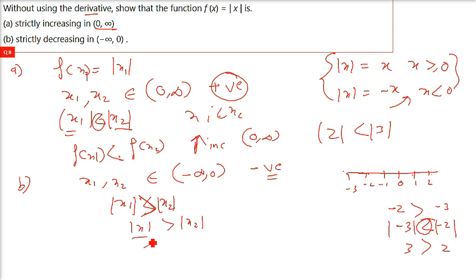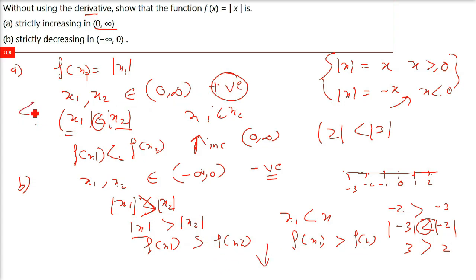Alright. This is f(x1). What is this? This is f(x2). So it has become greater. So x1 less than x2 implies f(x1) greater than f(x2). That means this function is strictly decreasing. Right? For less than, if one value is less than the other, and it gives you the function value also less than, it is increasing, or otherwise it is decreasing. That can be used as backup knowledge you can have.